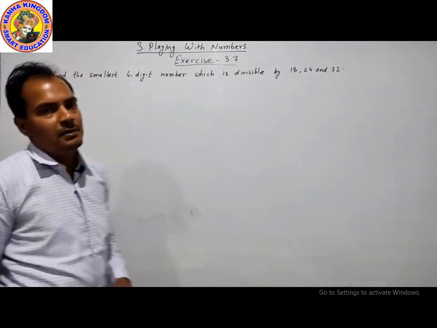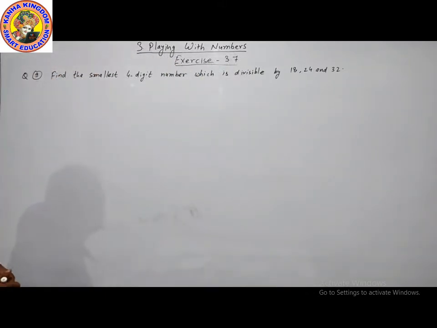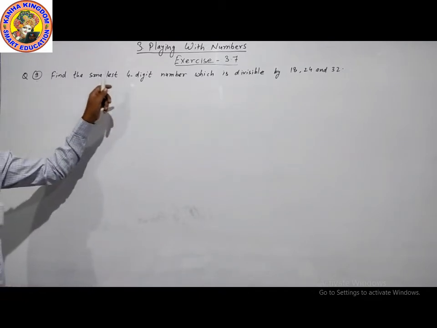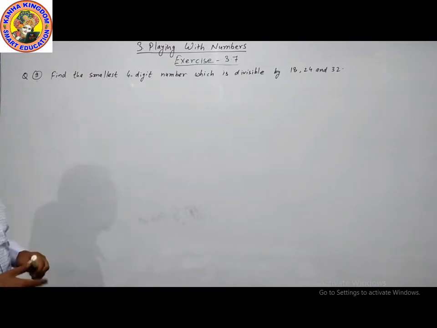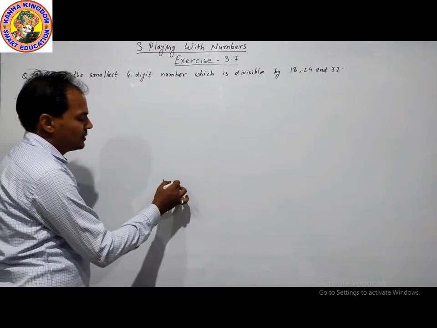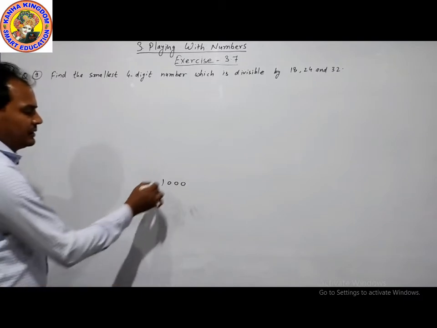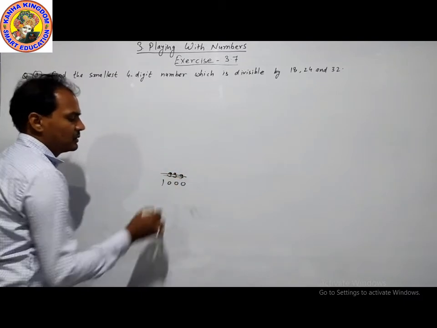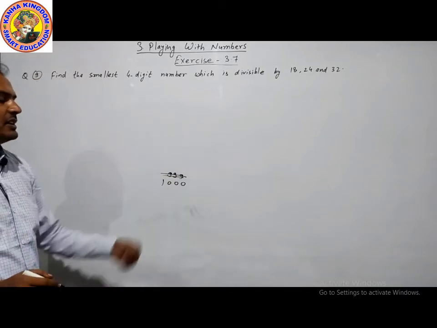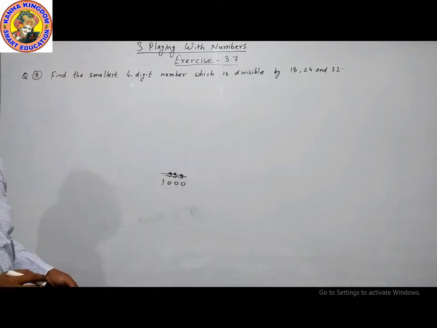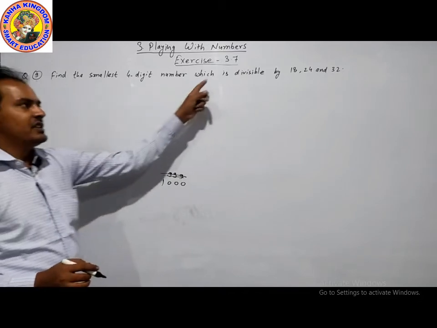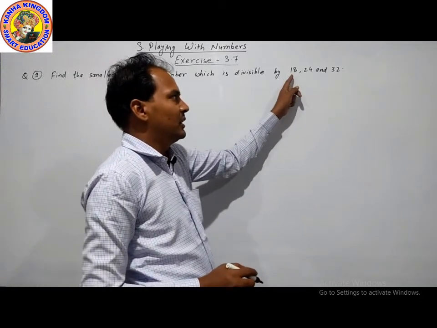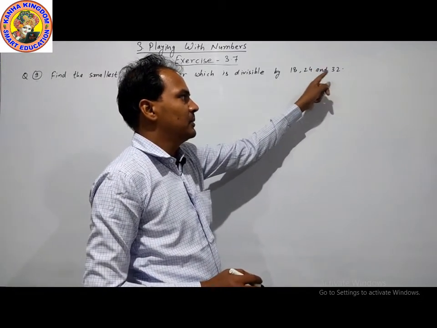Chapter number 3, Playing with Numbers, exercise 3.7. Question number 9. Find the smallest 4-digit number. The smallest 4-digit number is 1000. The number below that is a 3-digit number. So the smallest 4-digit number is 1000, which should be divisible by 18, 24 and 32.